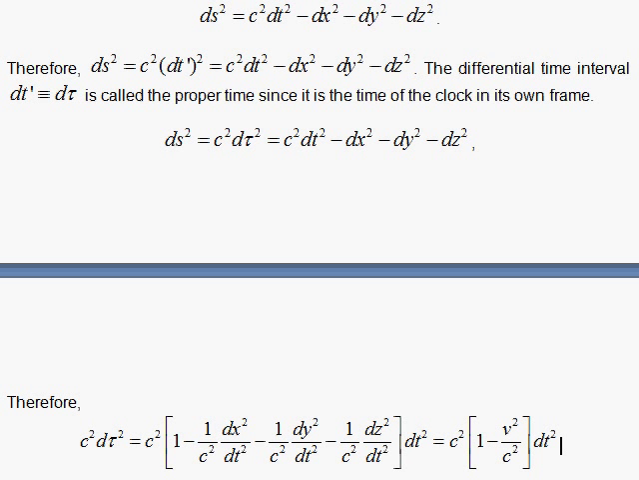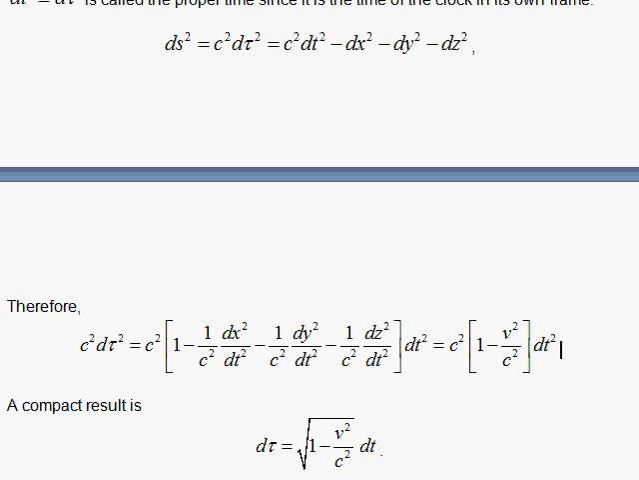And then if you take the square root, you get dt, and the c squareds cancel. Take the square root. d tau is dt times the square root of 1 minus v squared over c squared.